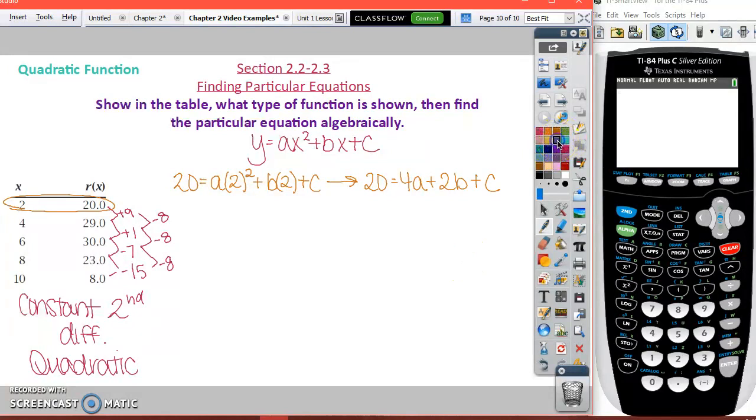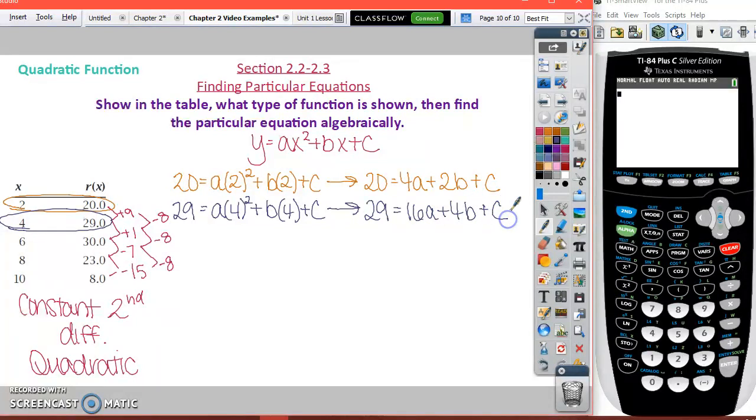I'm going to choose another point in the table. I'll just go ahead and grab the second one. Plug 29 in for y. Plug 4 in for x. So I'll have a times 4 squared plus b times 4 plus c. Again, I'm going to simplify this equation. So I'll have 29 equals 16a plus 4b plus c.